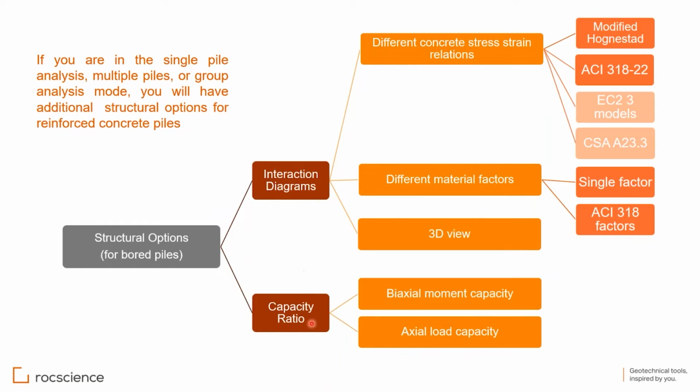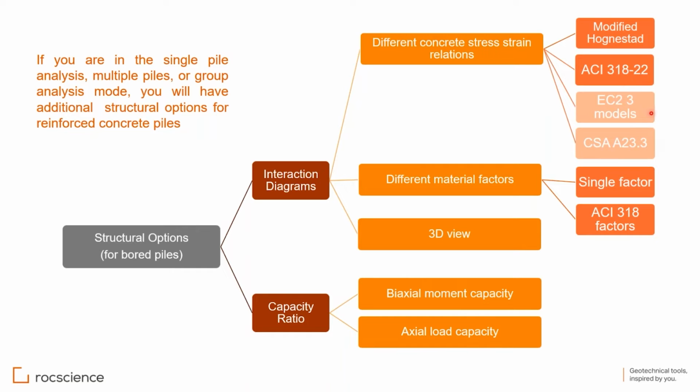We have two major parts that you need as a pile or structural engineer: the interaction diagrams and the capacity ratio. For interaction diagrams, we have different concrete stress-strain relations to construct the interaction diagrams for you. Starting with modified Hognestad, this is a very popular stress-strain curve and acceptable by many codes. Specifically ACI 318-19 and 22, they are the same.